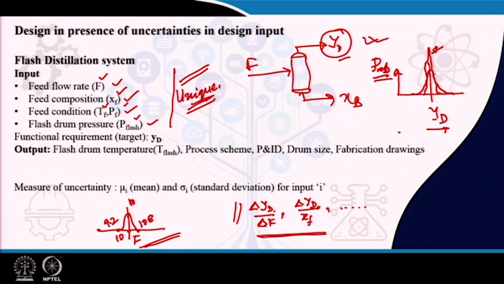I think with this I will be stopping, and before that I only say that the mean and the standard deviation for YD is the parameter which is normally checked for this. Thank you.